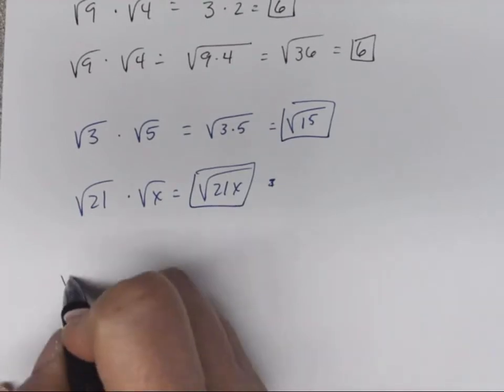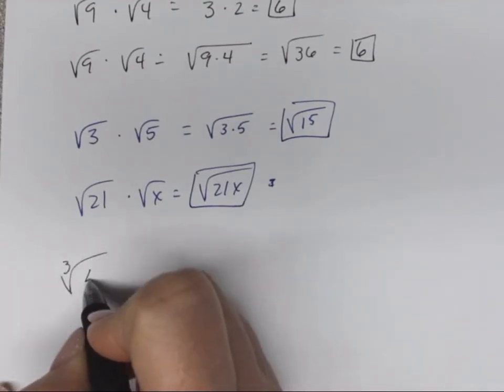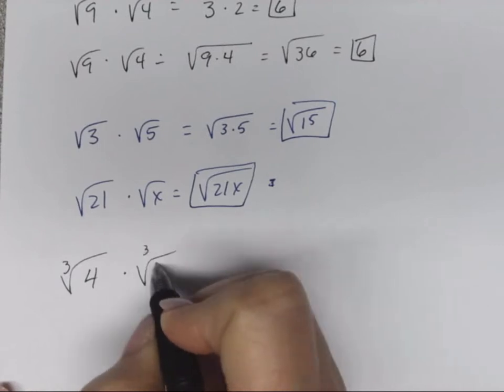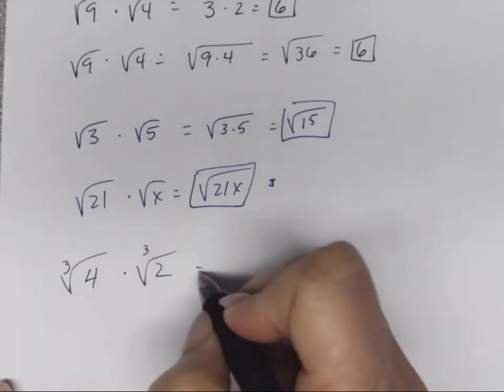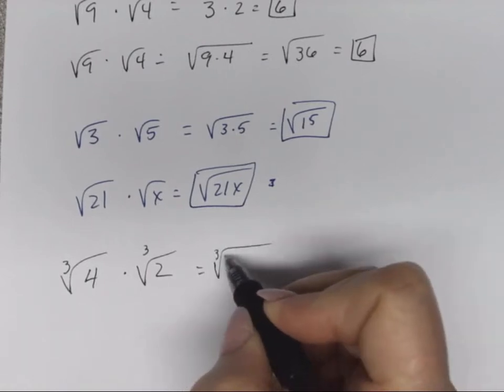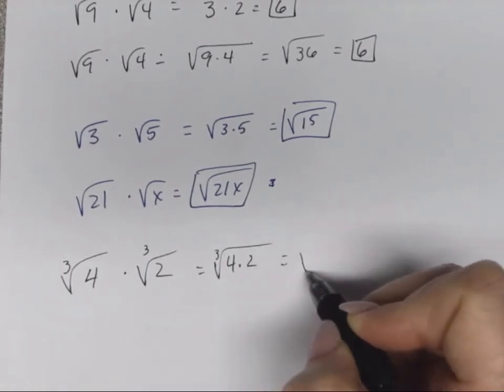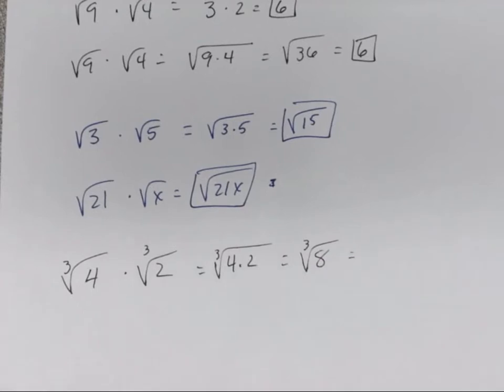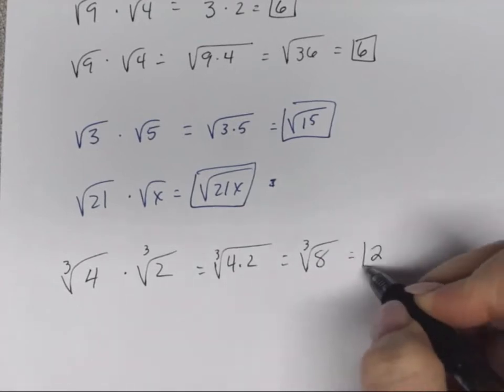In this situation, I have the cubed root of 4 times the cubed root of 2. Because they're both cubed roots, I can do the same thing. I can do the cubed root of 4 times 2, which is the cubed root of 8, and the cubed root of 8 is going to get us 2.